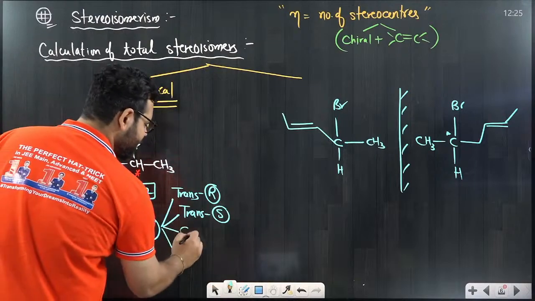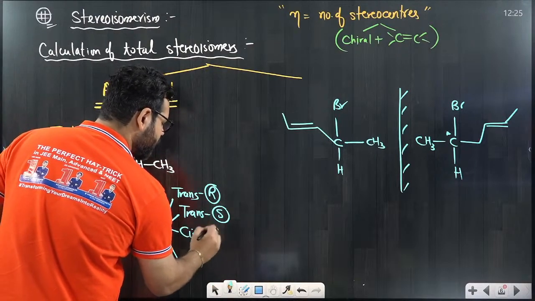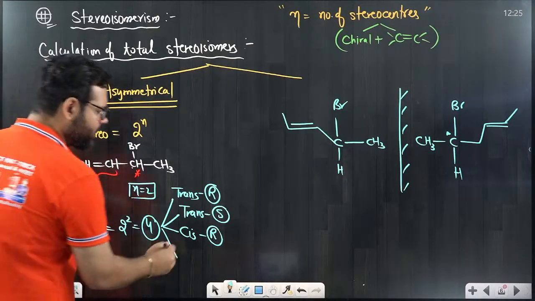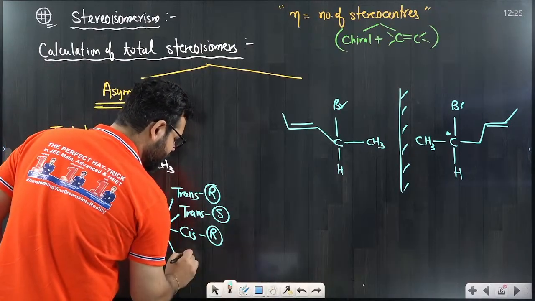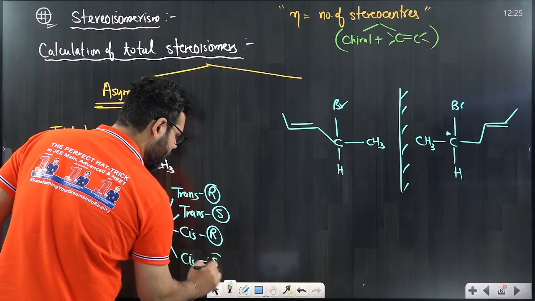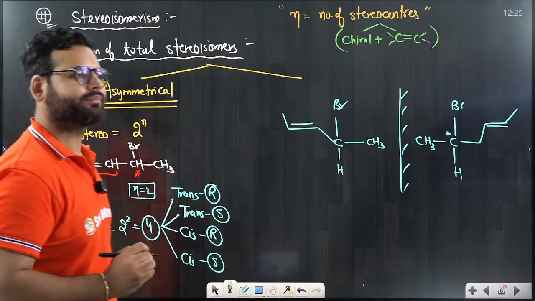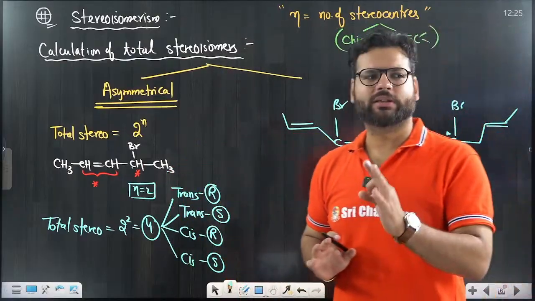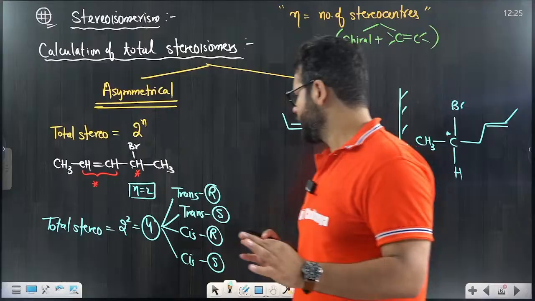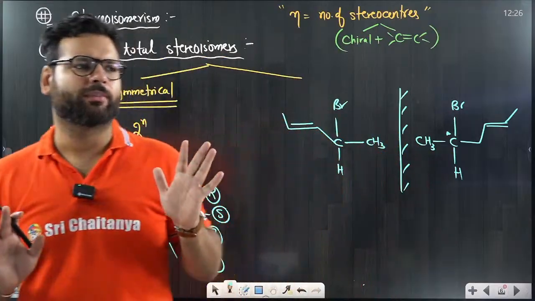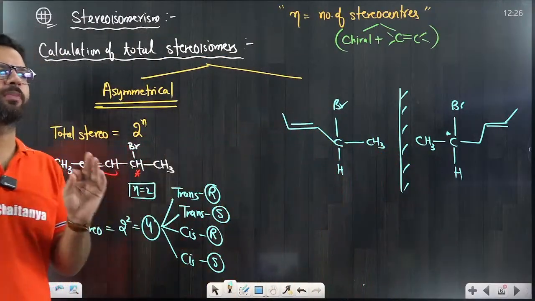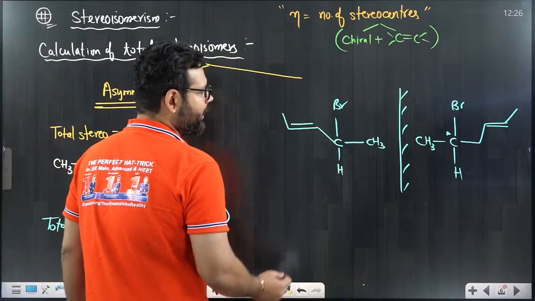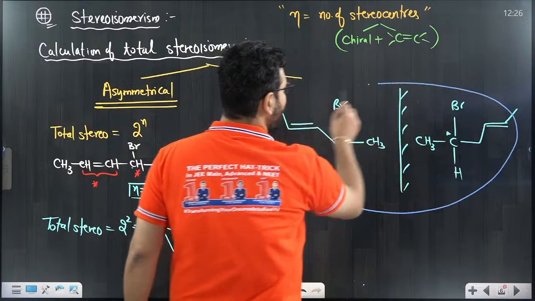If I make it cis, it can have R configuration here: cis and R. Put a mirror, it will become cis S. This happens when the molecule is asymmetrical: 2 to the power n. Simple. 2 to the power n possibilities are going to be there.